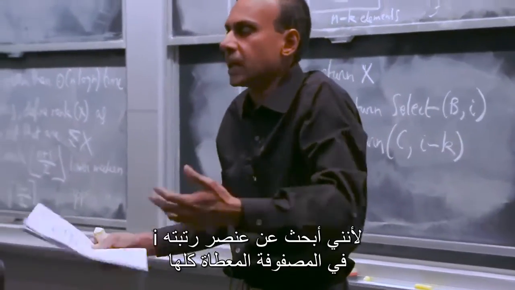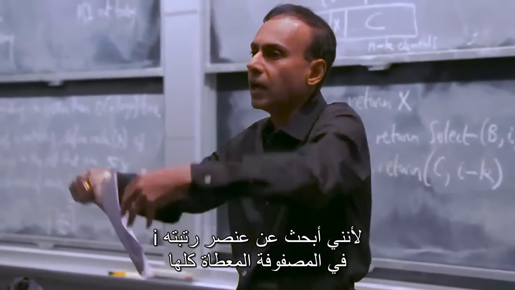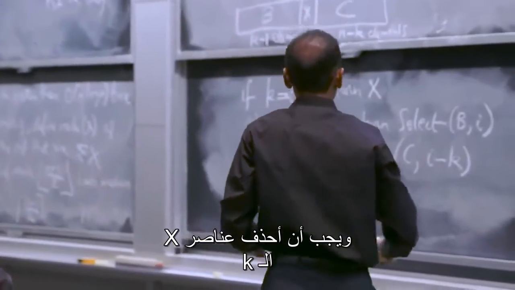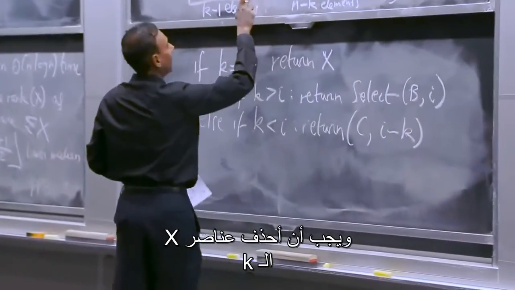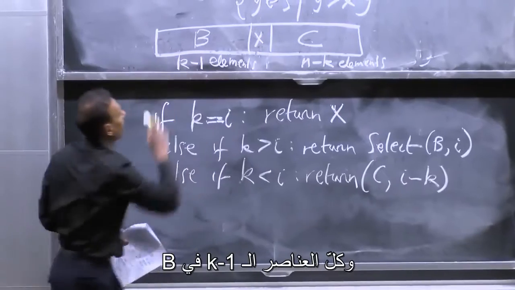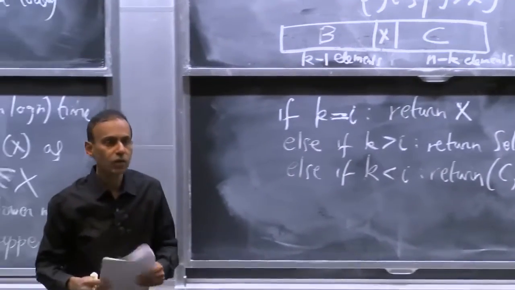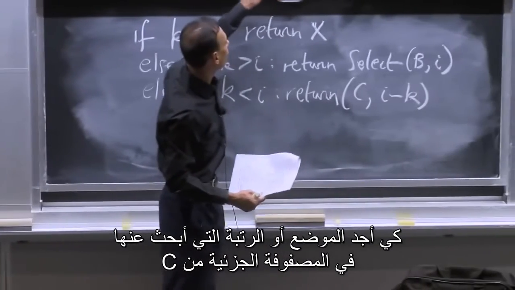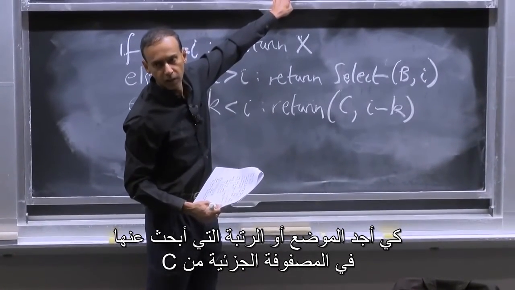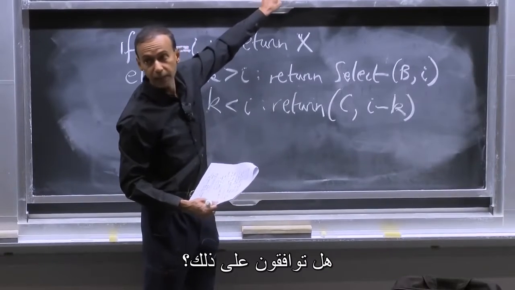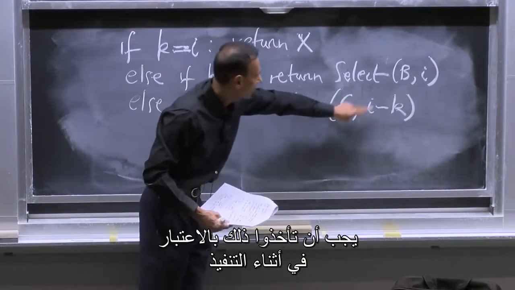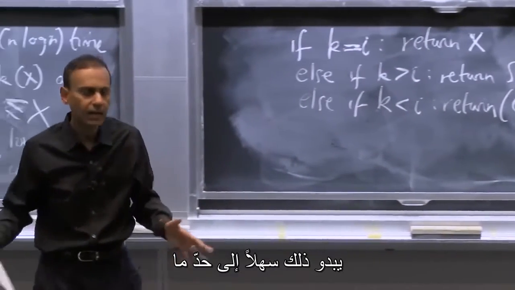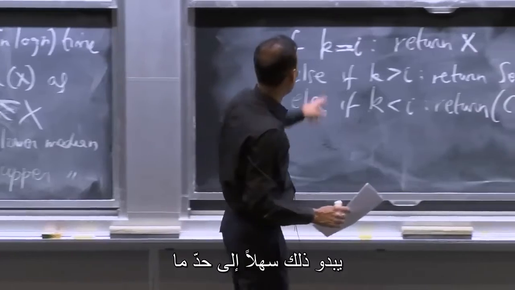That doesn't make sense because I'm looking for an element of rank i in the overall array that was given to me. So I have to subtract out the k elements that correspond to x and all of the k minus 1 elements that are in B to figure out exactly what position or rank I'm looking for in the subarray corresponding to C. Okay? So people buy that? That's just a small thing that you have to keep in mind as you do this. Right, so that's pretty straightforward, looking pretty good.